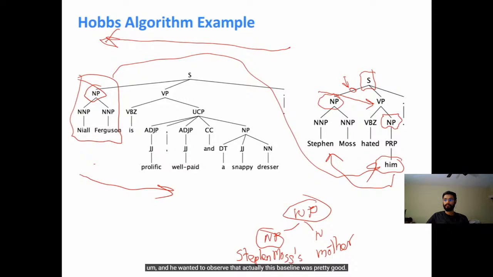And he wanted to observe that this baseline was pretty good. It actually gave the right answer a lot of the time. And so the challenge was how to build a system that did better than this baseline. He was well aware it was a dumb algorithm, but he proposed it as a good baseline for doing coreference resolution. What he was really interested in, remember that we're back in the 1970s here, was how to do knowledge-based pronominal coreference resolution.